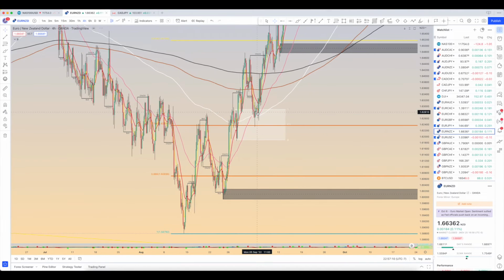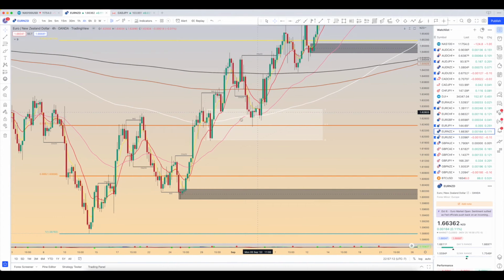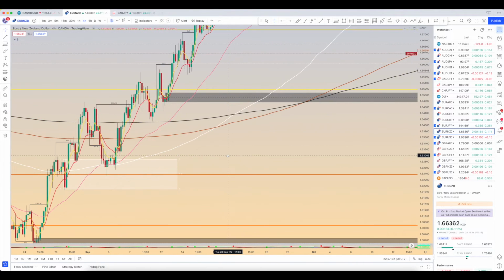What is that target that was drawn up? Yeah, see, there you go. So that is actually one of the order blocks. It did get triggered right there. So I don't think it's going to come back down there, actually. There's a potential for it to be right there.